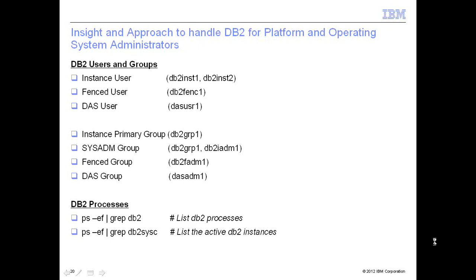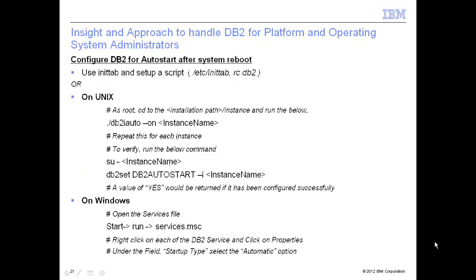Moving on to slide number 21. Many a time OS people reboot the system or we ask for a reboot of the system. If there are maintenance activities, like data center maintenance or any other maintenance, the first expectation is to make sure DB2 is running after a reboot without any manual intervention. So you can adopt either the inittab approach, where you set up your own script in /etc/inittab and give an rc.db2 file, or you can use the DB2 inbuilt utility, which is db2iauto, and make sure that DB2 starts up automatically. You can also specify which instance has to start up automatically and which should not. You have the flexibility to do that.